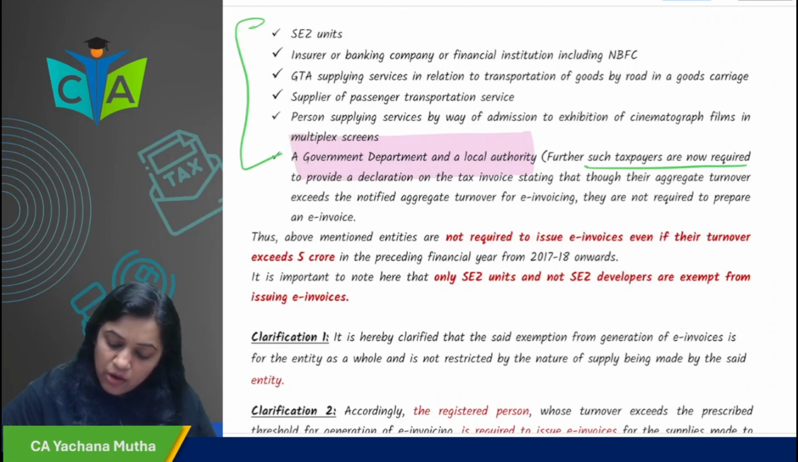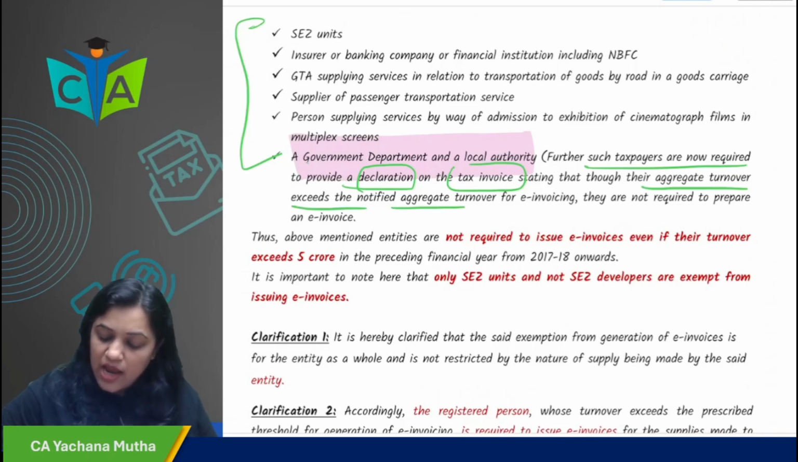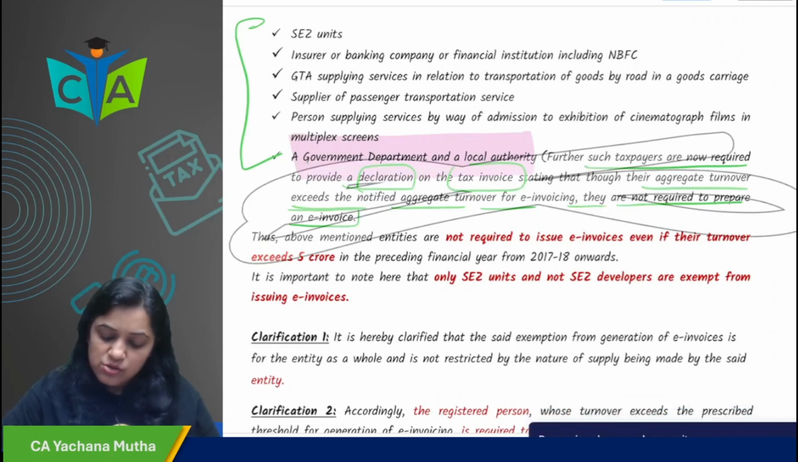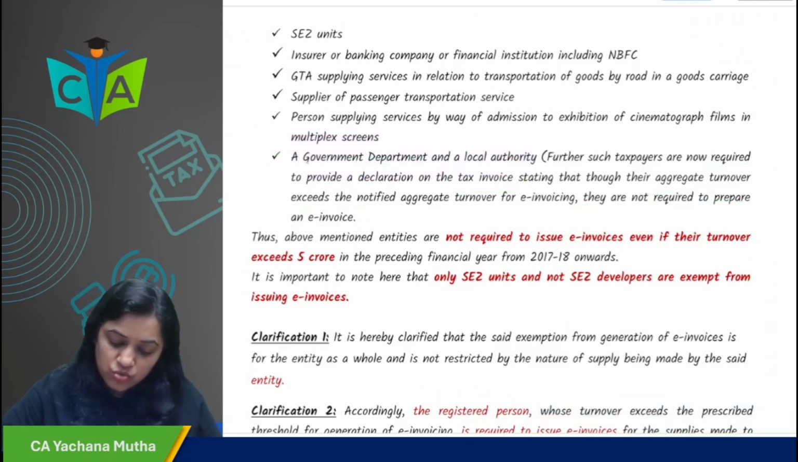They are required to provide a declaration. They have to give it definitely on the tax invoice, stating that their aggregate turnover exceeds the notified aggregate turnover, and they are not required to prepare an e-invoice. That declaration they have to give. So these persons are not required to issue the e-invoice.